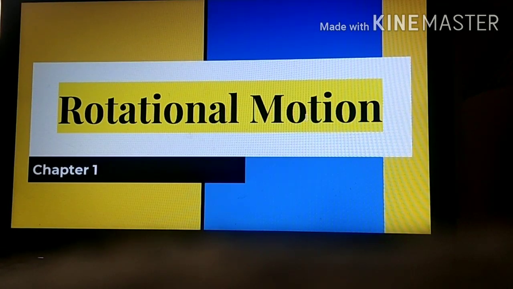Hello students, today we will be studying rotational motion. This is another part of rotational dynamics which I have already explained in the first 4 lectures. After vertical circular motion there is one more part in that chapter, that is rotational motion.